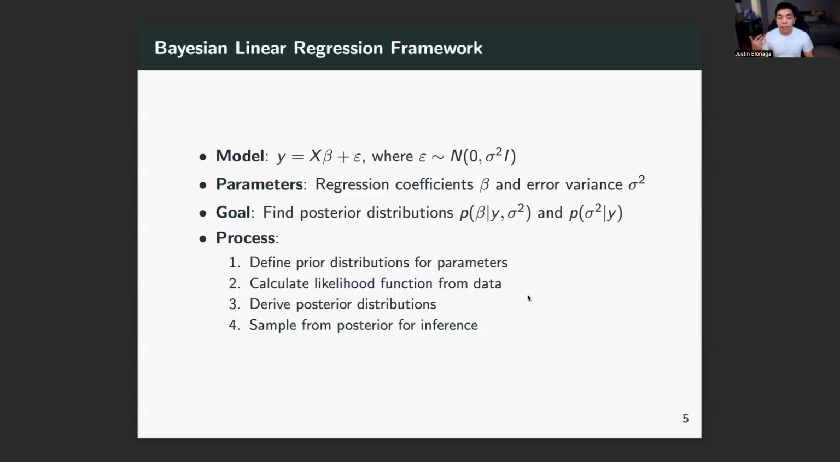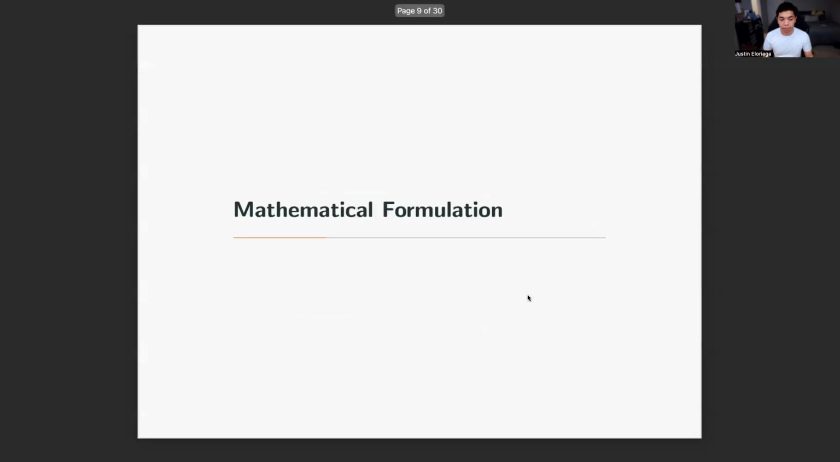The second involves the calculation of a likelihood function from the data, which we know about. And we know that the product of a prior and a likelihood is proportional to the posterior distribution. That allows us to derive the posterior distributions. And lastly, we will sample from this posterior for inference. So that's the general four-step procedure that we're going to use to estimate this framework. So let's get into the math.